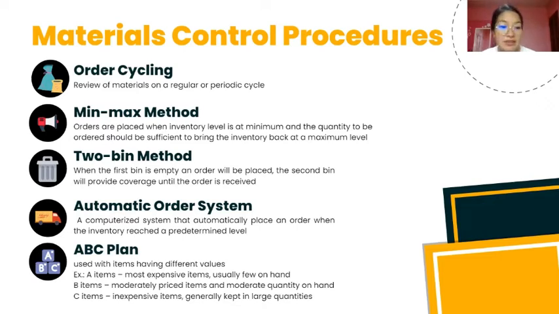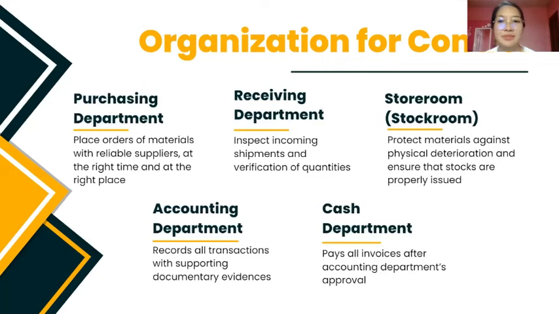And then the ABC plan, so used with items having different values. So for example, in jewelry, di ba? A is the most expensive item. So, gagmay lang ang isulod on hand. Tapos, B is moderately priced. So, mas sila gina segregate. Okay, so those are the control procedures.